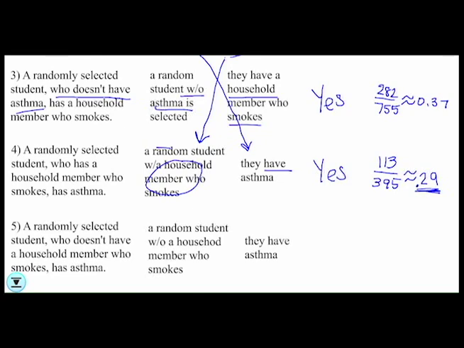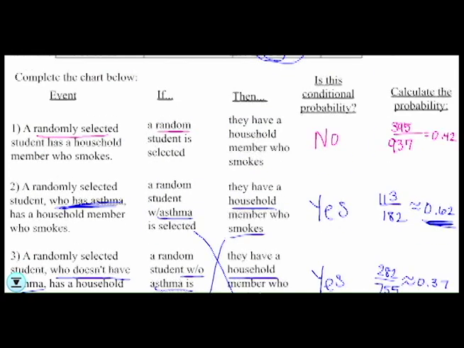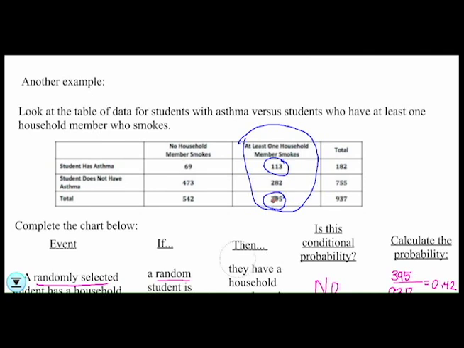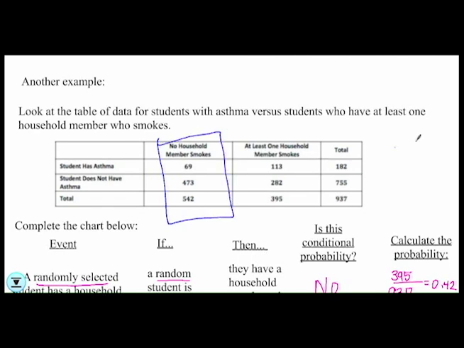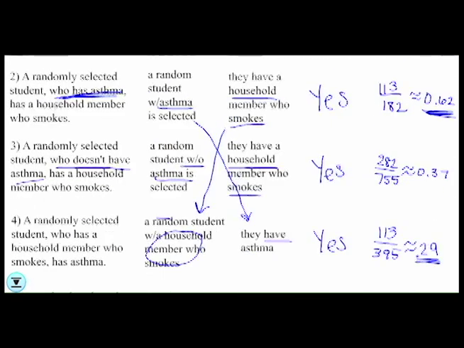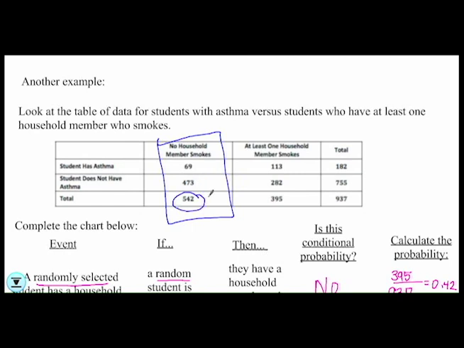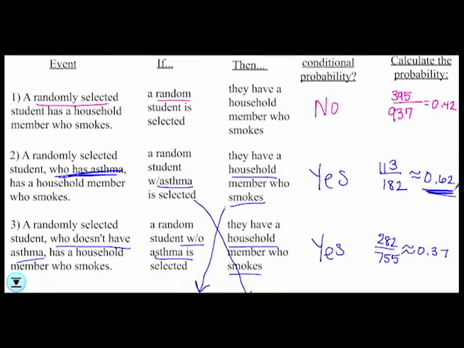And then our final example, a randomly selected student who does not have a household member who smokes. So now we're looking without a household member who smokes, and then within that condition, we're looking at whether they have asthma. Let's erase this part that we had. Out of the people who have no smokers in their house, we are looking at people who have asthma. So out of this total, we want the ones that have asthma. 69 out of 542.